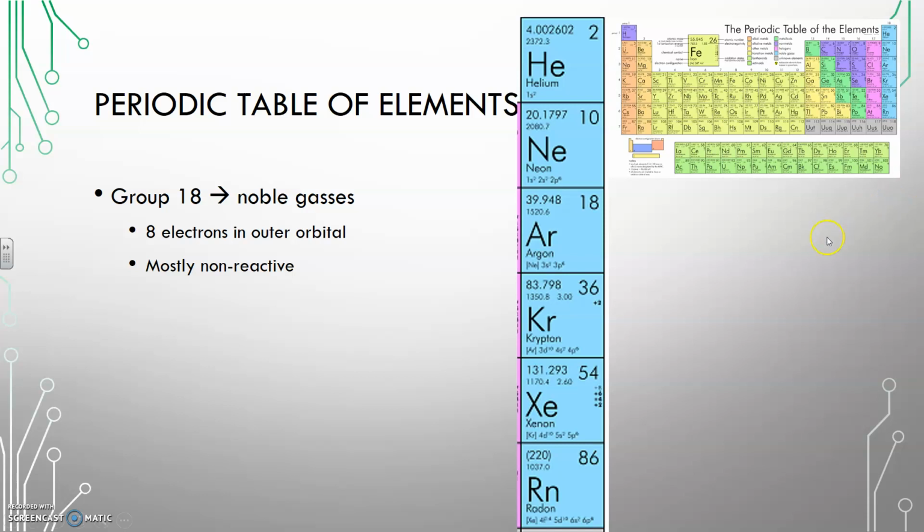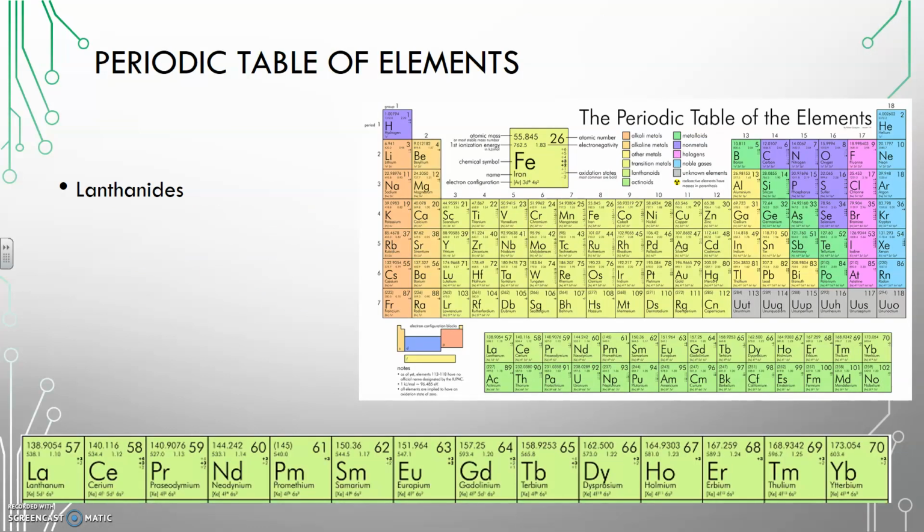Some of the larger ones, like krypton and xenon, will react under certain circumstances simply because they're so large that they basically forget they have 8 electrons in their outer orbital. So they do not generally form ions except for krypton and xenon.